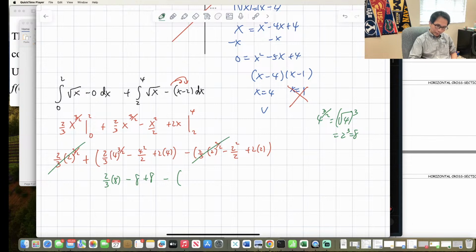So that's equal to 8 minus 8 plus 8 minus parenthesis of 2 plus 4. Is that okay? Sorry, that's negative 2 plus 4. So the two things cancel out. Boom, boom. So it'll be 16 over 3 minus 2, which is 3 over 3, which is 10 over 3.